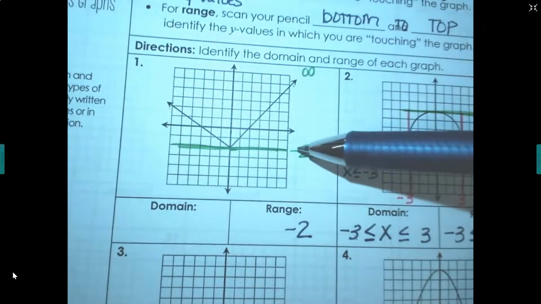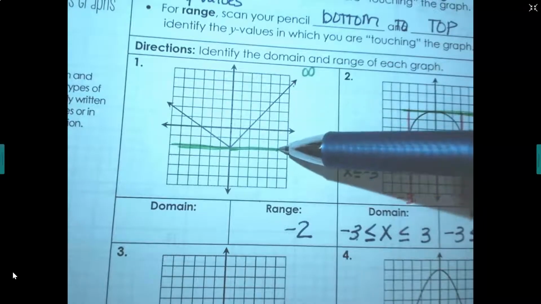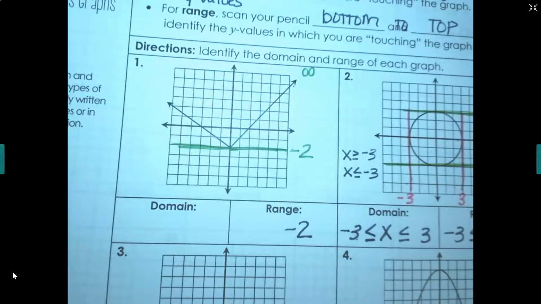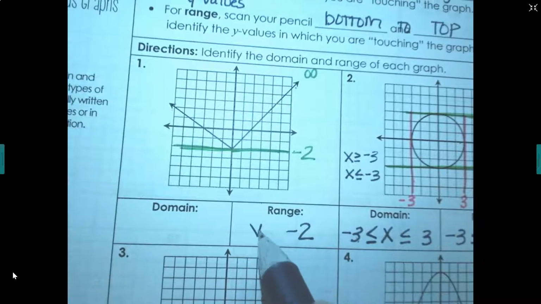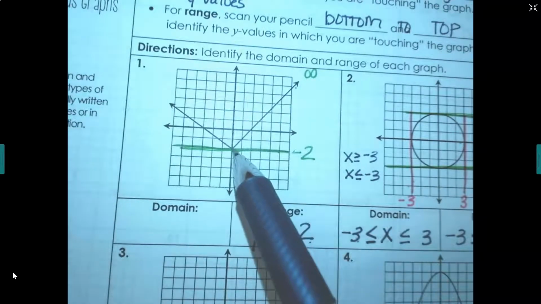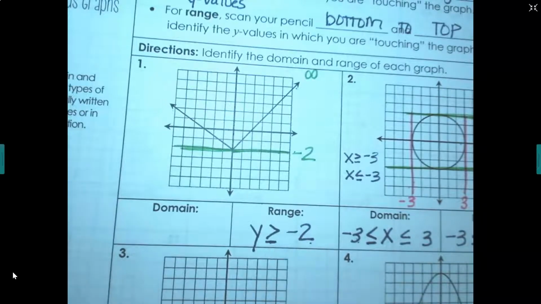How does the graph compare to the -2? Is the graph above the -2 or below the -2? The graph is above the -2, meaning it's greater than -2. So all of the y values are greater than -2, but because it's a solid line, we're also going to put an equal to.